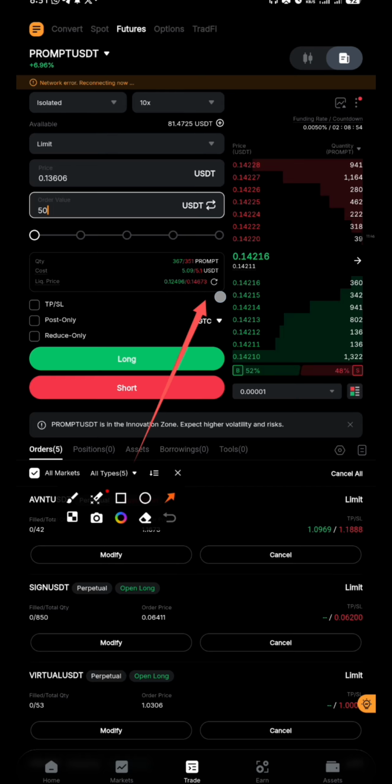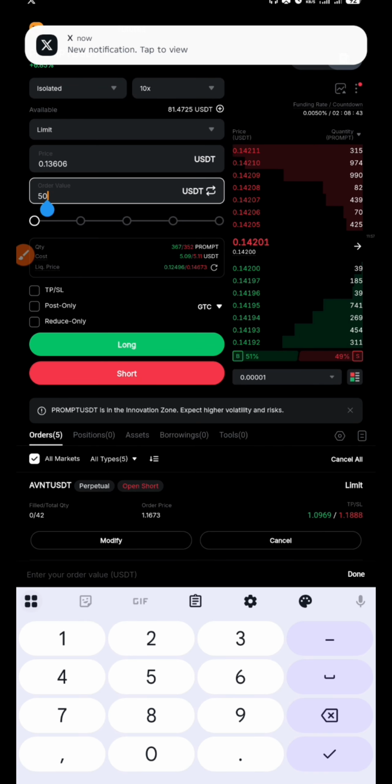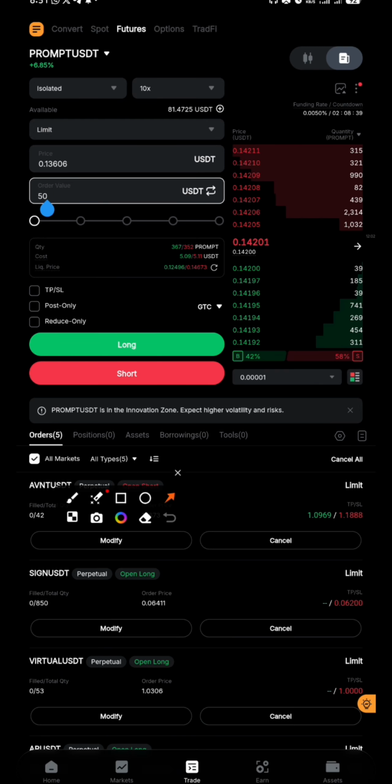That is the meaning of this thing that you're seeing here. So now, for you to protect yourself, here I have put in 50, meaning that I'm entering this trade with it, and you will see everything on the order book.